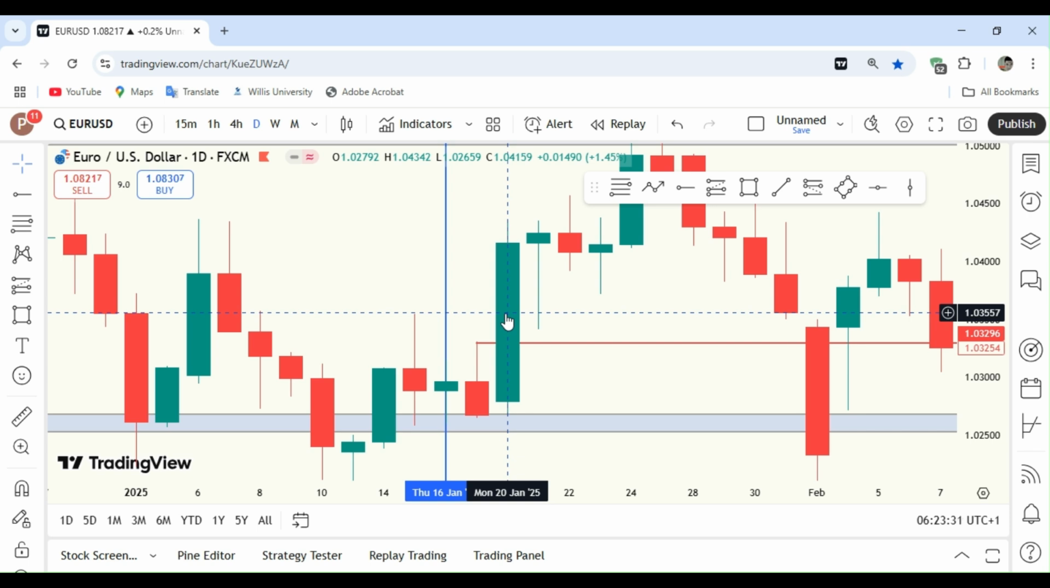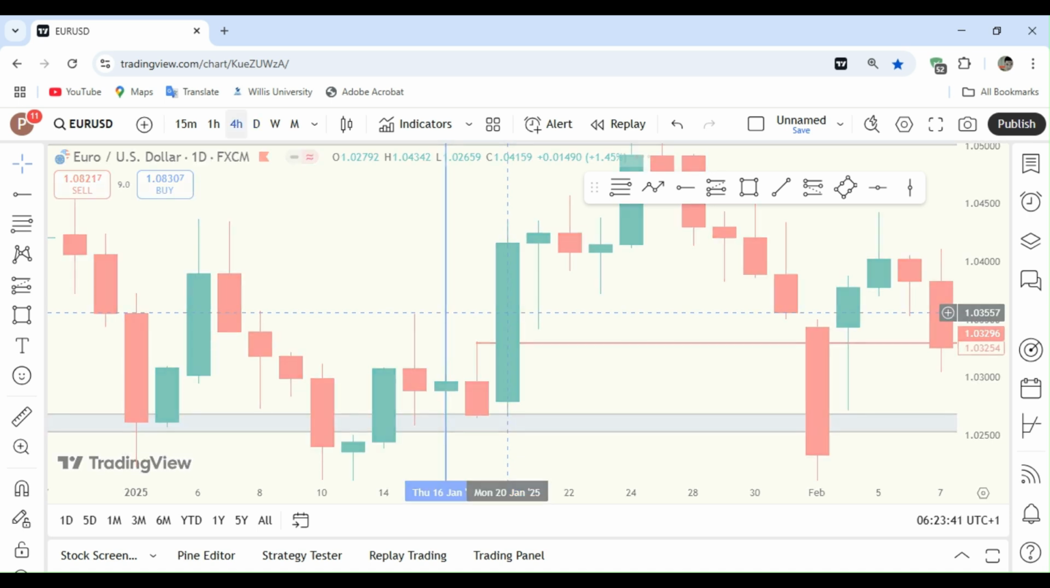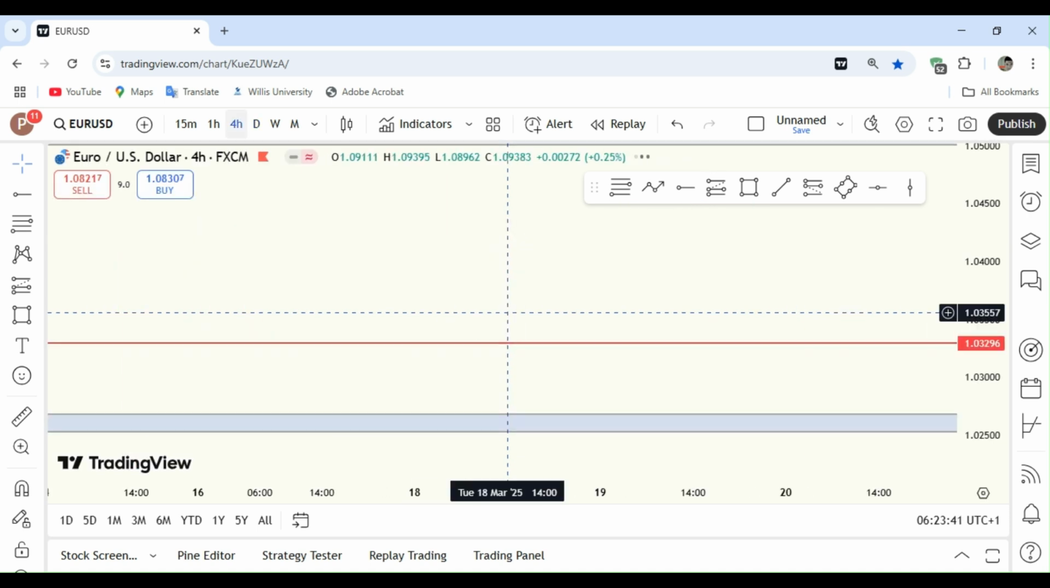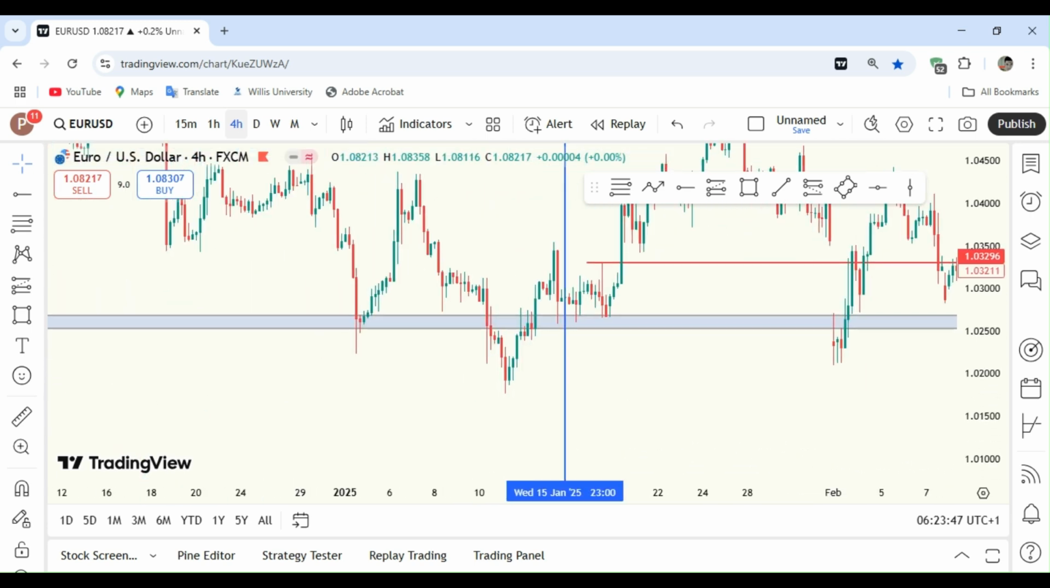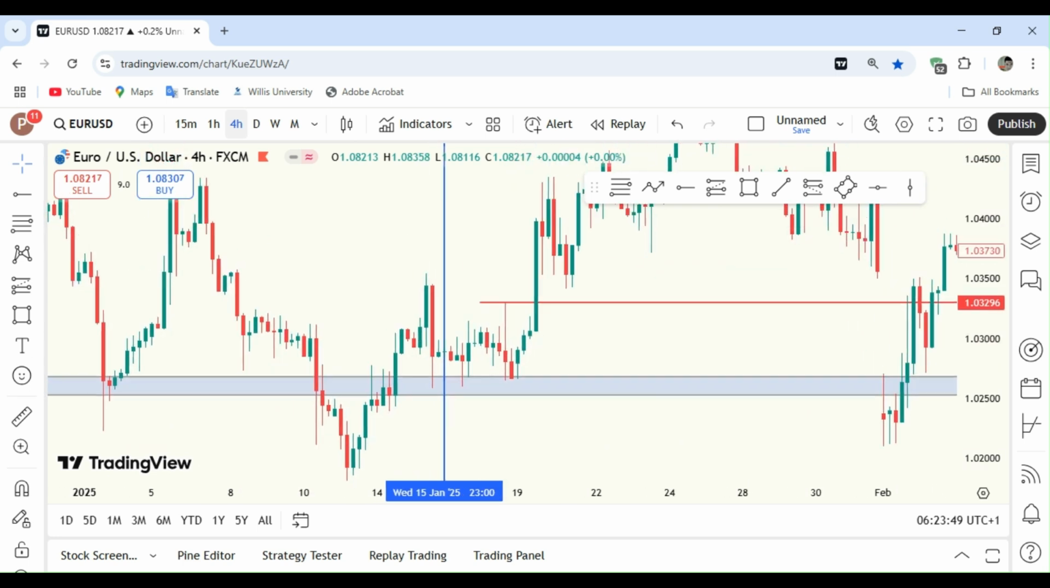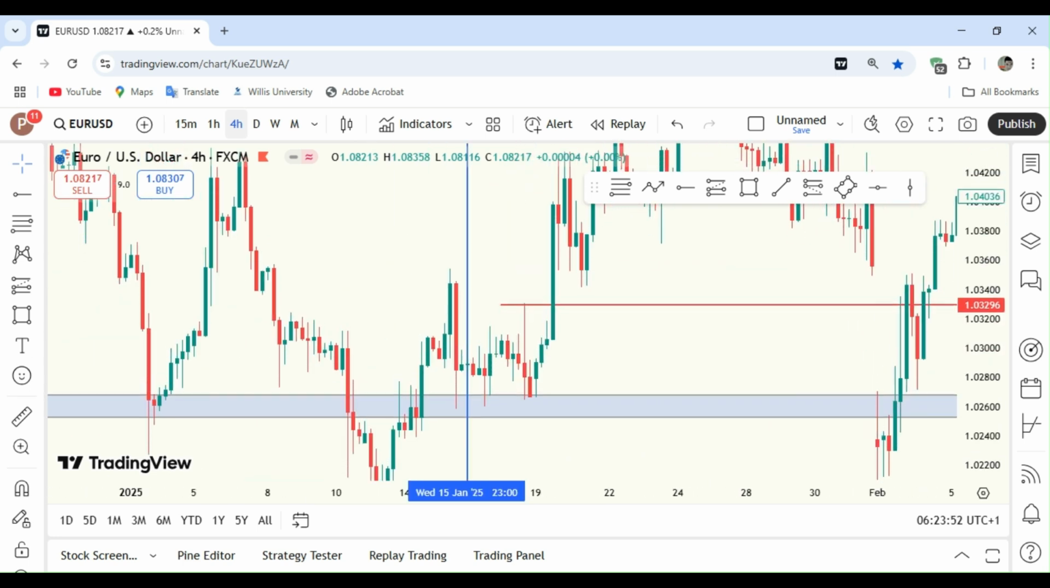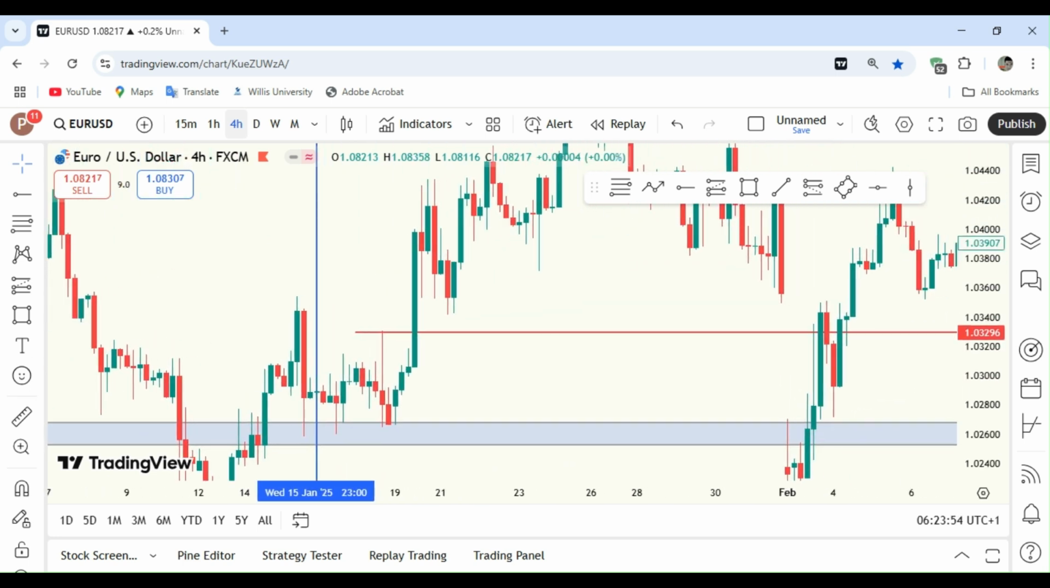Now that simply means on Tuesday moving forward, we have to look out for buying opportunities. So what do we do? We can simply come on our 4 hourly to have a feel of what the market is doing. If we do have a structure to plot on our 4 hourly, we are going to do that.